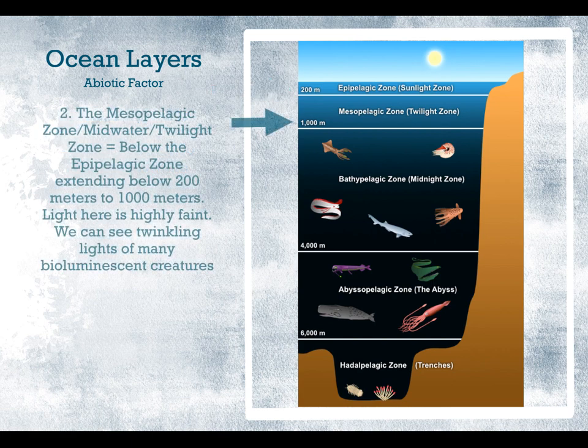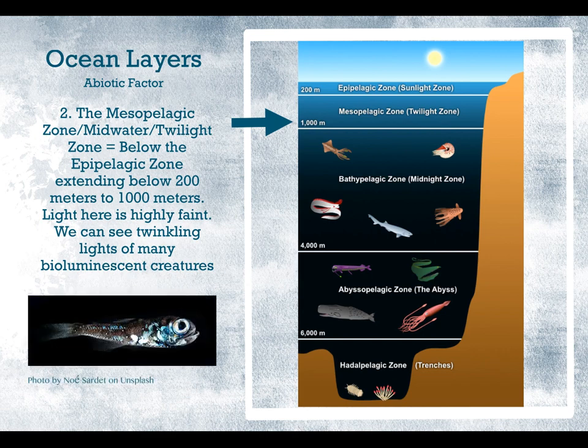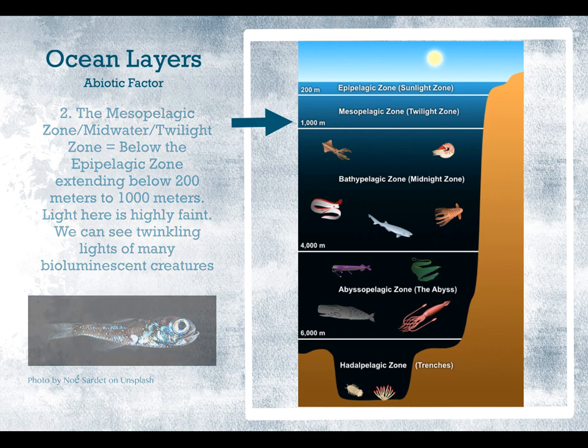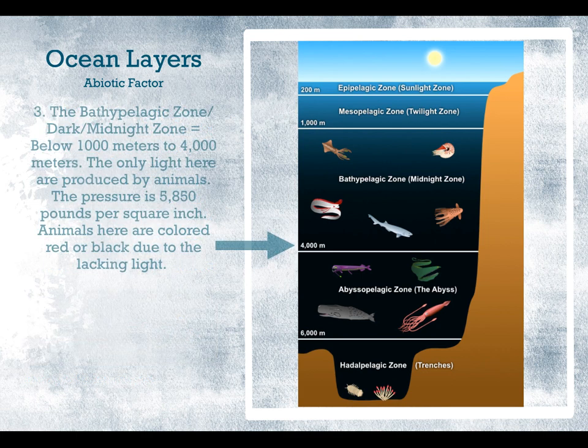The mesopelagic zone, midwater or twilight zone, is below the epipelagic zone, extending below 200 meters to 1,000 meters. The penetrating light here is highly faint. Because of this, we can see twinkling lights of many bioluminescent creatures, thus a diversity of strange animals can be found. The bathypelagic zone, the dark or midnight zone, extends below 1,000 meters to 4,000 meters.